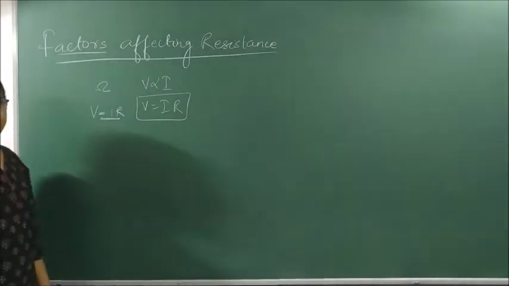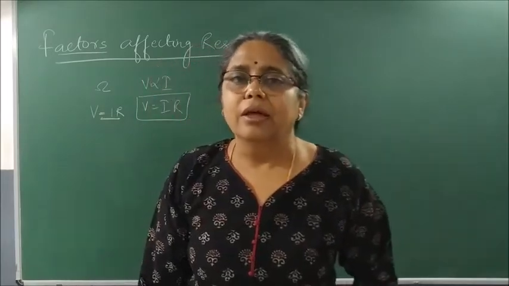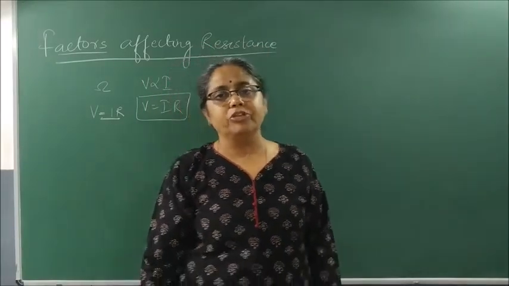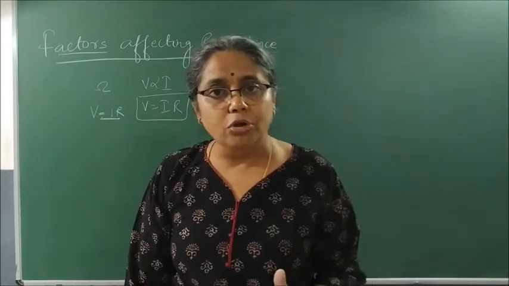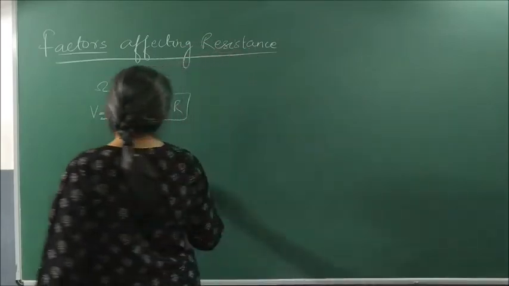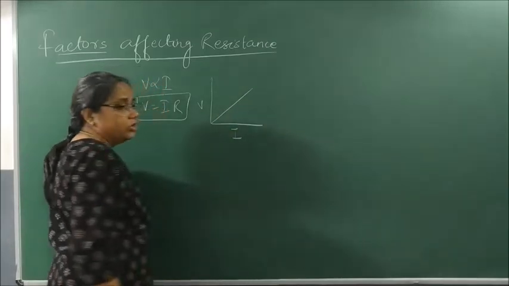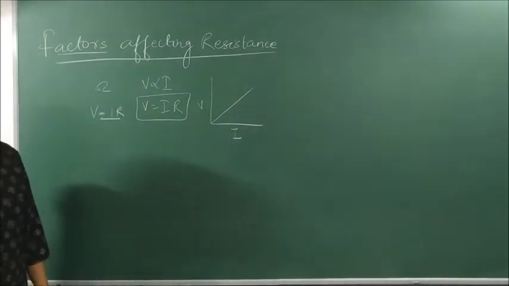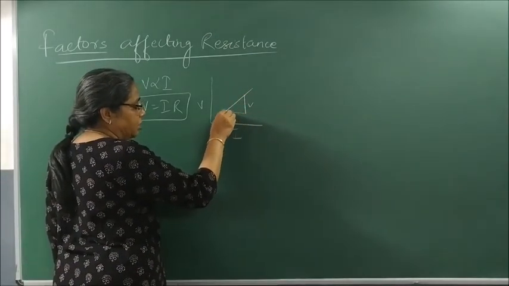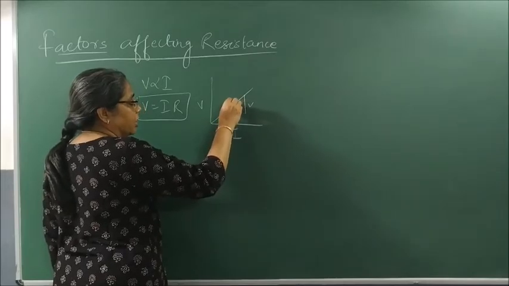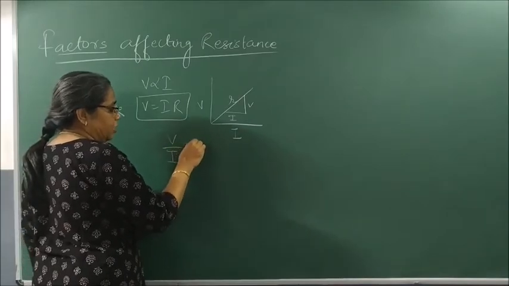Now, we know that there are two types of resistances, ohmic resistances and non-ohmic resistances. Resistances which obey Ohm's law at all temperature and pressure are called ohmic resistances, and which do not obey are called non-ohmic resistances. If we draw a graph between V and I, you always get what? A straight line passing through the origin. The slope of this graph, which is vertical distance V by horizontal distance I, gives us what? Resistance R. So V by I is equal to R.